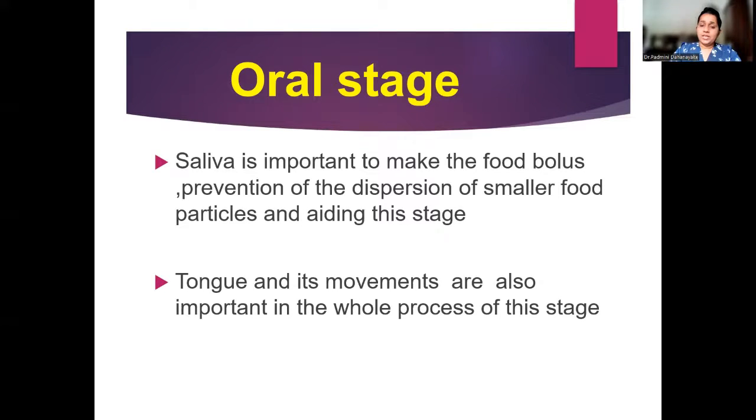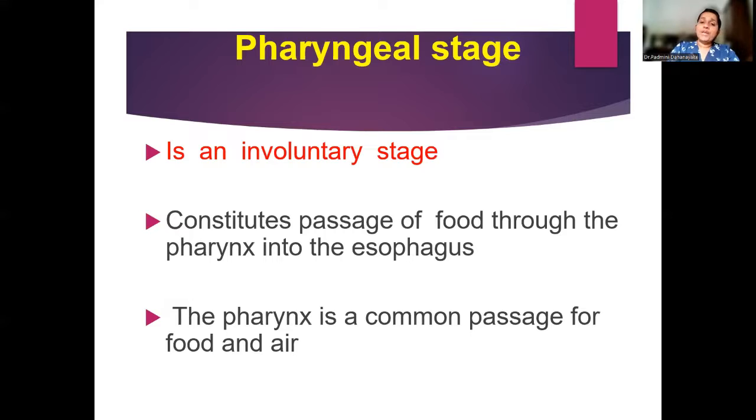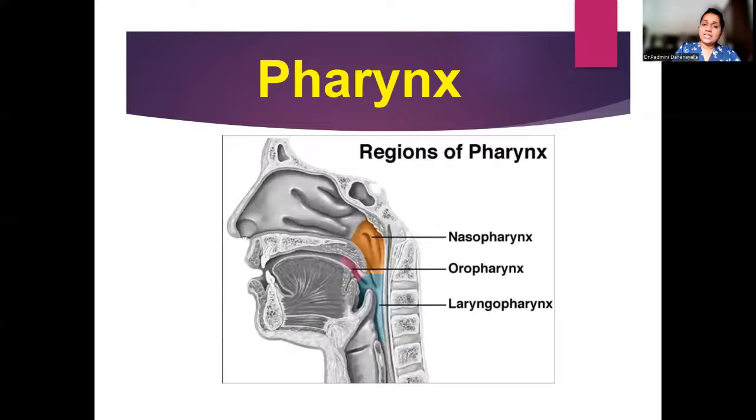All right. Then you move towards your pharyngeal stage, which is an involuntary stage, and almost all of this process is a reflex process. It constitutes the passage of the food bolus through the pharynx into the esophagus. Now, at the beginning of this lecture, I told you this whole swallowing process is very complicated because of the pharynx. Now we are going to deal with it. How is it complicated?